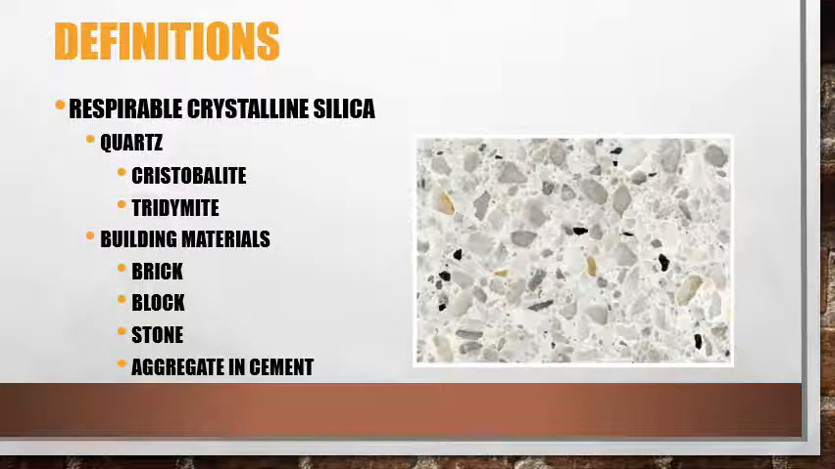Respirable crystalline silica is the combination of silicon and oxygen that creates quartz. Quartz then is heated through different processes to create cristobalite and tridymite. Here's a picture of exposed aggregate in a sample of concrete. You can see in between the cement there are pieces of different colors of stone. These stones are all made of quartz, either the cristobalite or the tridymite, which are sources of respirable crystalline silica. Any building material that you work with will be a source of potential silica that you can breathe.